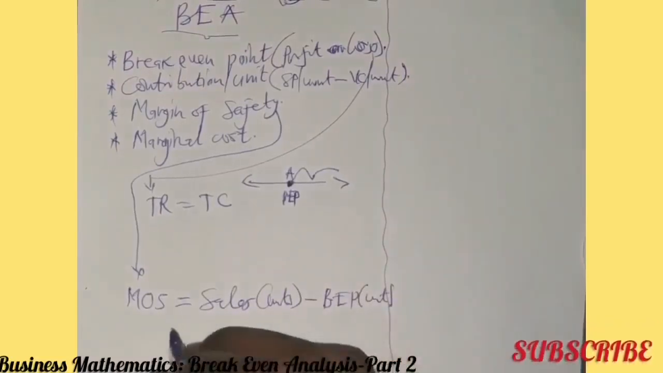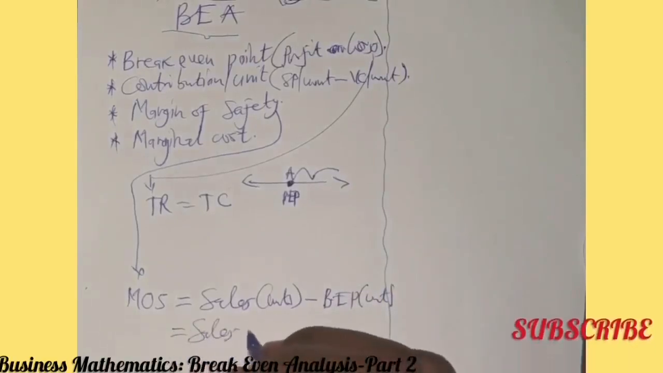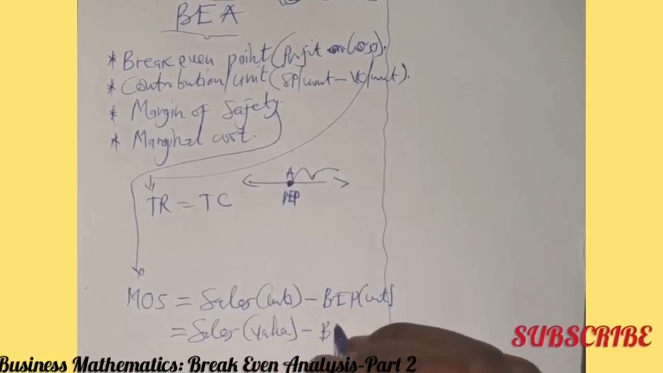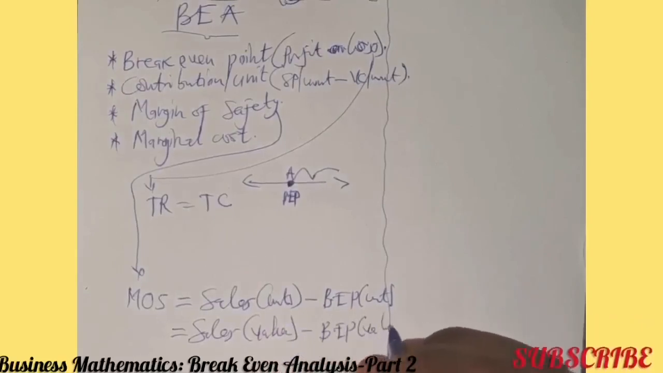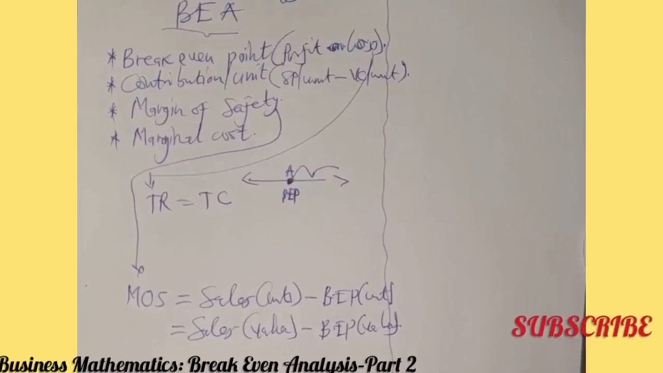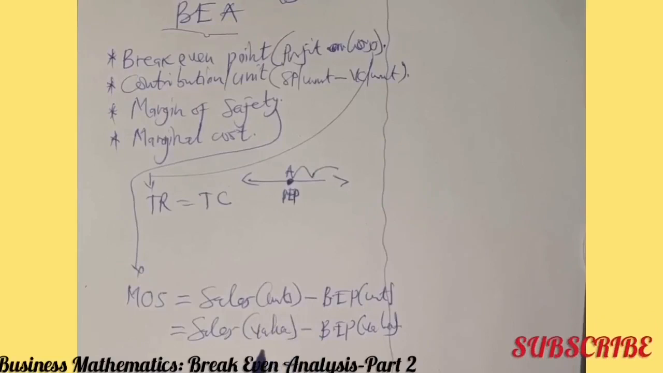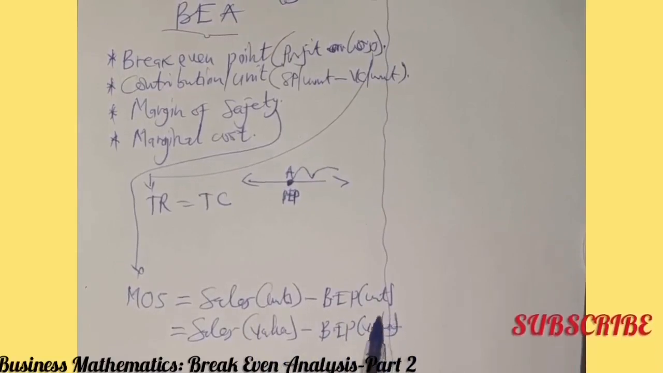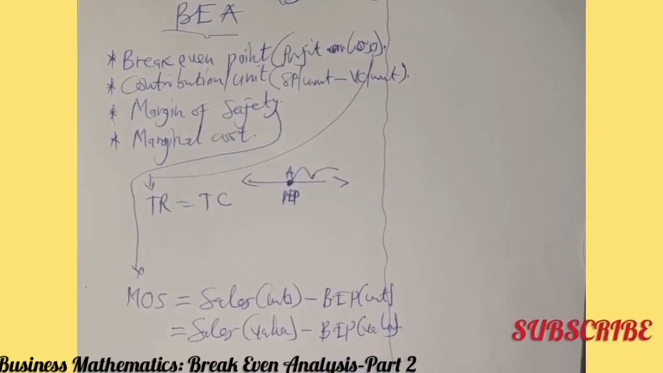But if it were to be in value, then it is sales in value minus your break even point in value. That's what I mean by the margin of safety. So you have two forms: in units and in value. As I said, the break even point you have in units and in value. The same thing applies. So the difference between your sales and your break-even point gives your margin of safety.